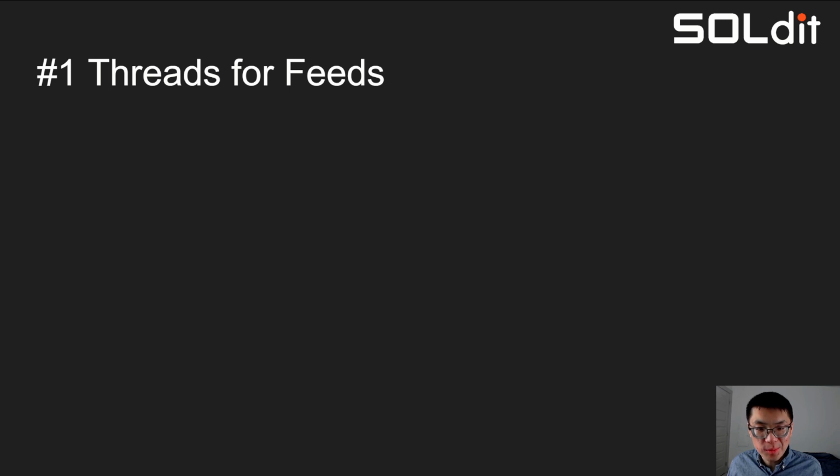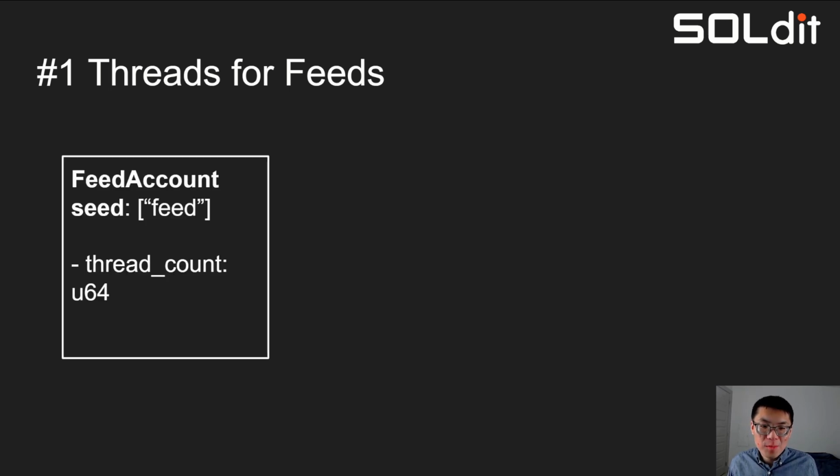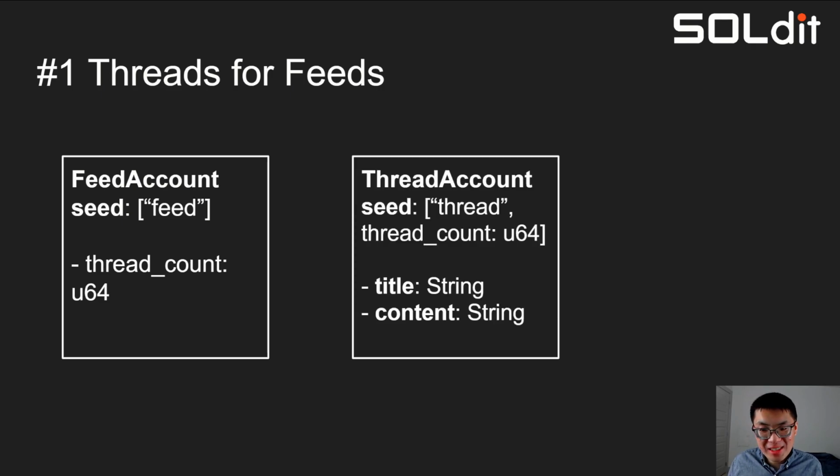So how do we actually get this to work? Well, let's try this again. So first, we have an account called feed account. The seed value is just the string feed because we only want one instance of it. And inside of it, here's a strategy I've seen before. You just have a count that we call thread count. And actually what thread count is, it's an ID. So back to a thread account, similar to what we saw in the previous slide, the seed value for thread account is the string thread and the thread count, and the content's the same. And so how it works is inside the feed, we have a count value, and that count value is associated with what the thread account is.